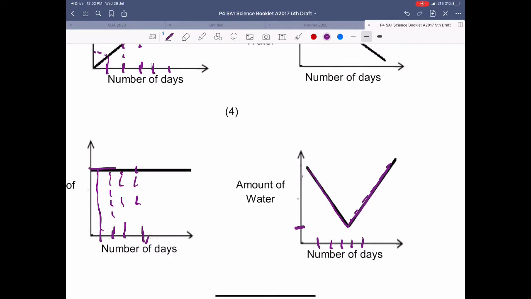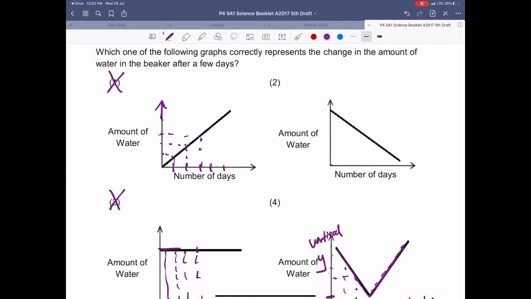Ask yourself, how come the water will slightly go up? So whenever you do graph reading, you need to do this. First read the horizontal line, then read against your vertical. This is horizontal, and this is your vertical axis. This is your x-axis, this is your y-axis if you learn math. The correct one is actually number 2.